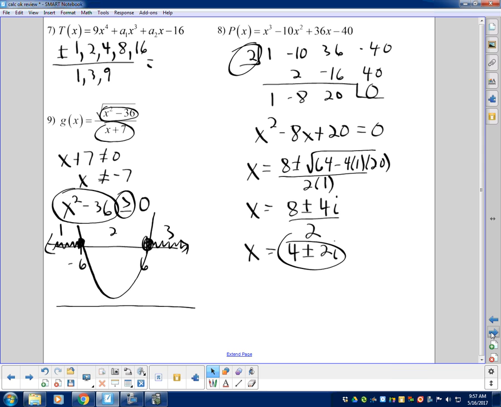Now we've got one other issue though, and that is at x equals negative 7. So right over here, at x equals negative 7, I do have a hole there. So let's go ahead and fill that in. So that's what my number line looks like.